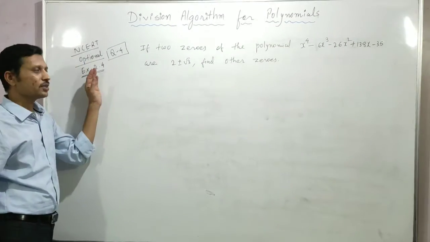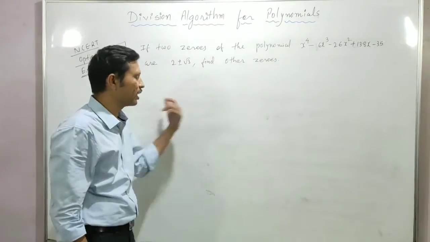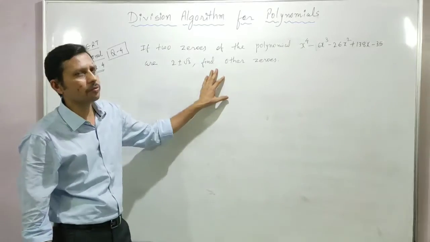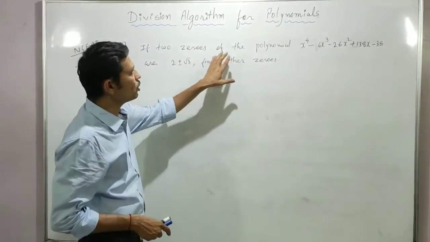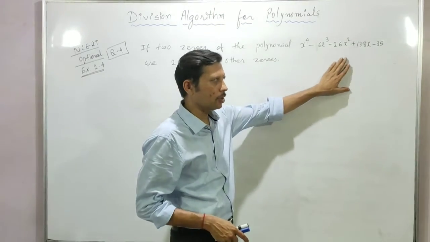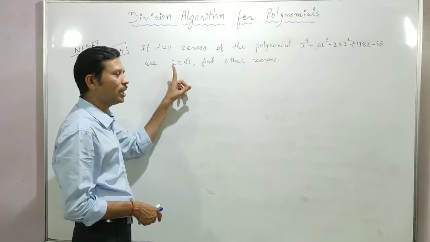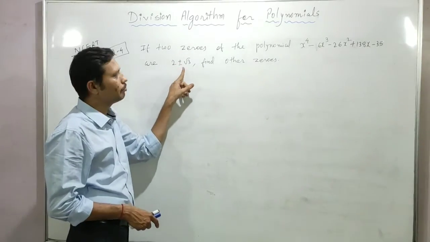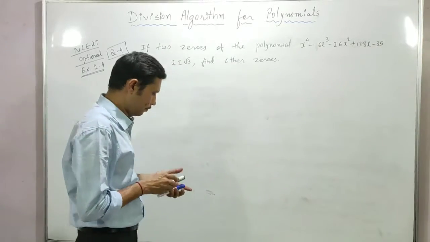Okay, now in our optional exercise, we have question number 4 of the similar type that we calculated earlier. But this question we will do by a different method. If two zeros of the polynomial are 2 plus or minus root 3, that means 2 plus root 3 and another zero is 2 minus root 3. So they are asking for the rest of the zeros, right?